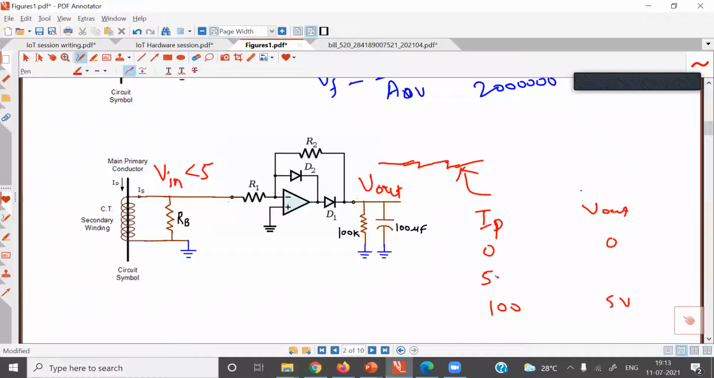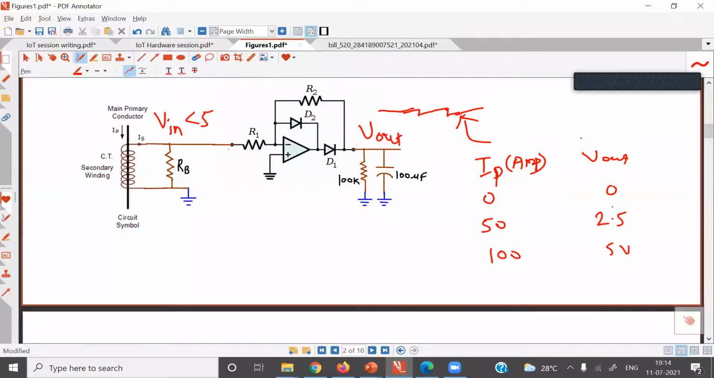Then for 50 ampere current, if there is linearity, primary current in ampere and output voltage in volts. If the current transformer is linear, then for 50 ampere current, it will give 2.5 volt on the output side of the signal conditioning circuit. So clearly, this DC voltage that we get at the output of this rectifier here is proportional to primary current. So this V out is an analog voltage.